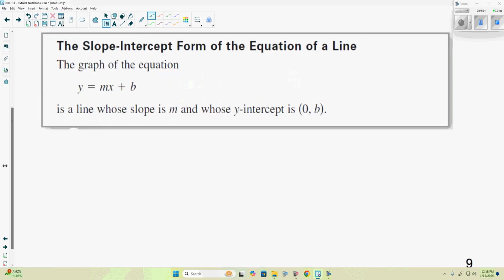Y'all know why it's called slope-intercept form? Because what is m for this here? It's the slope, and b is our what? Yeah, y-intercept. So this equation has a slope and a y-intercept, so it's the slope-intercept form. They literally named it what it was. So y equals mx plus b is slope-intercept form because the two main parts of it are the slope and the intercept.